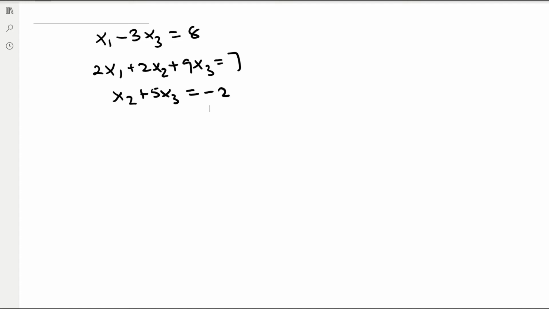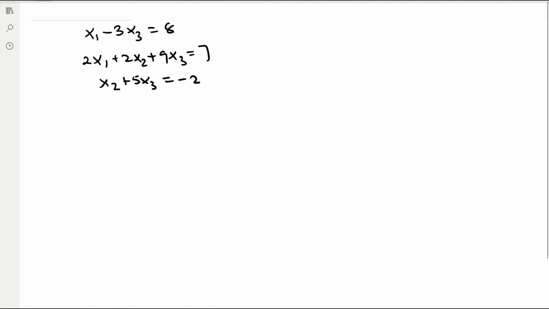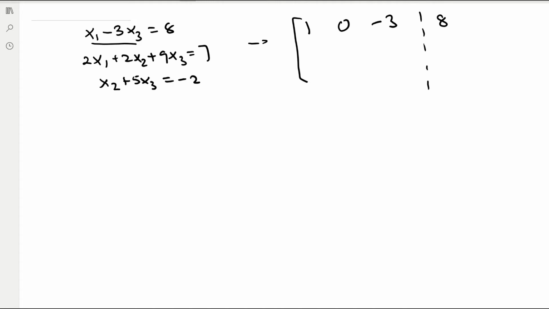Okay, a solution exists. Right, so first we need to write the augmented matrix. That I'm going to do by extracting the coefficients. So the coefficients of the first row are 1 for x1, no x2, so 0, minus 3 for x3, and the right hand side is 8. Likewise, second row, the coefficients are 2, 2, 9, the right hand side is 7. And on the third row, no x1, so 0, x2 is 1, x3 is 5, and the right hand side is negative 2. Okay, right. So now I'm going to apply the row operations.